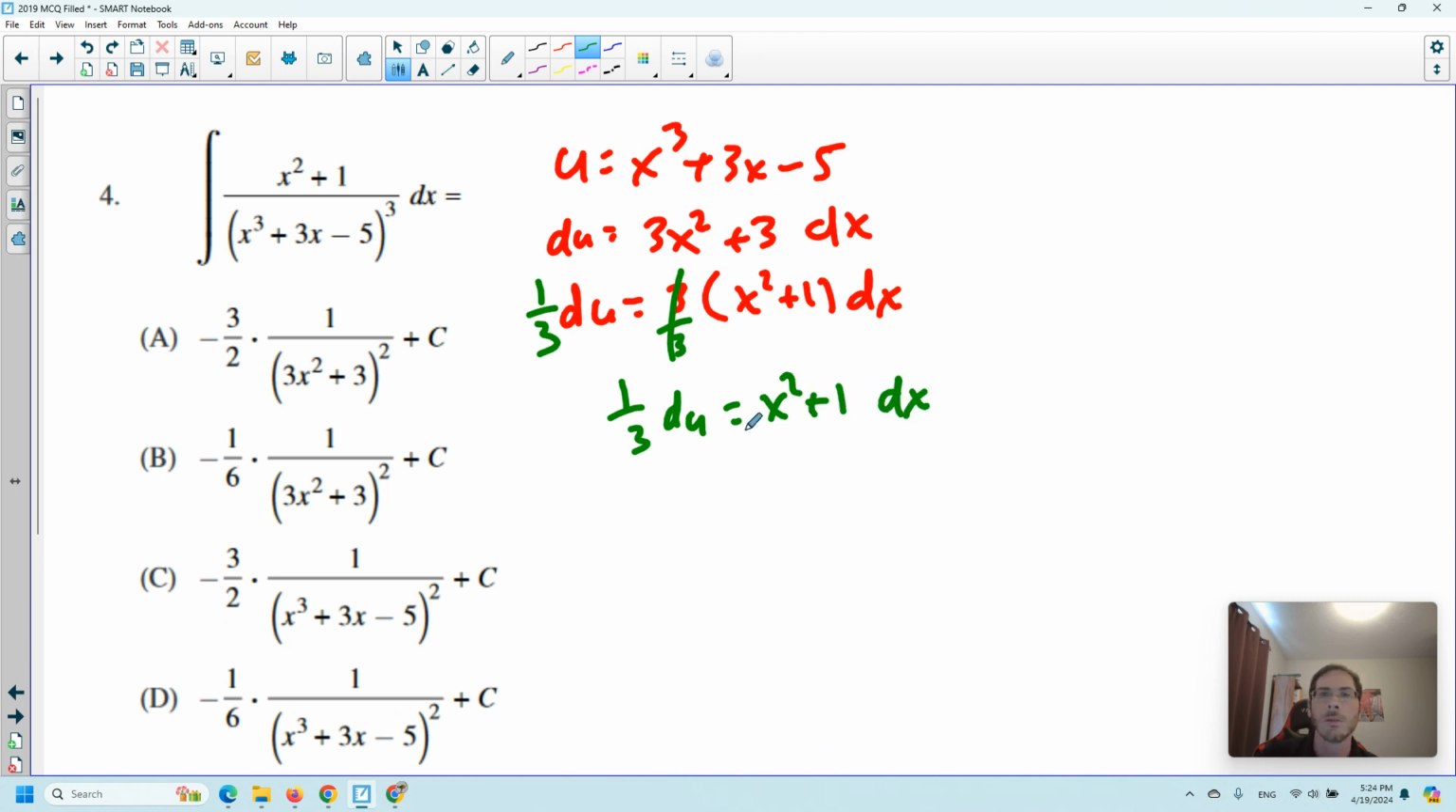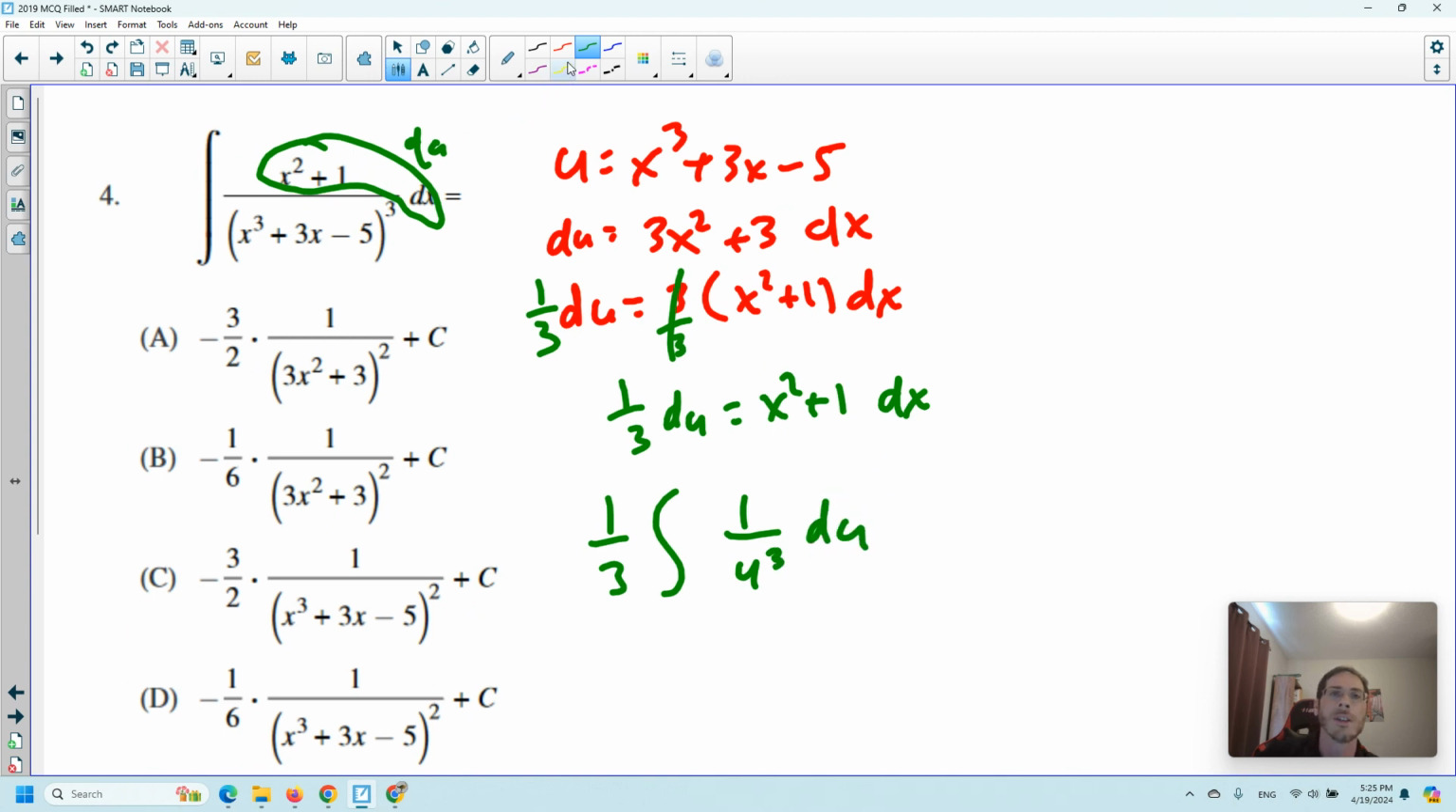That's looking really good because now we can rewrite this integral as 1/3 times the integral. Remember, this is all just going to become du. So we've got 1 over u cubed du. And now it's nice and simple. Now it's just a nice little power rule. So remember, this is u to the negative 3. So we move that up 1. So we're going to go from negative 3 to negative 2.